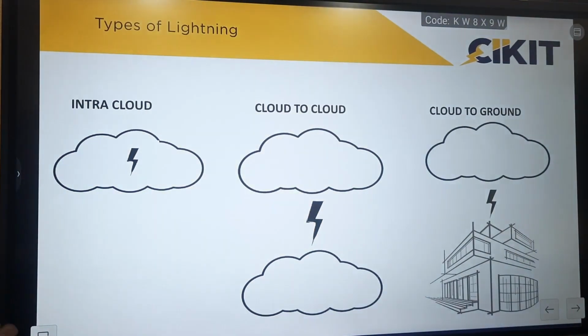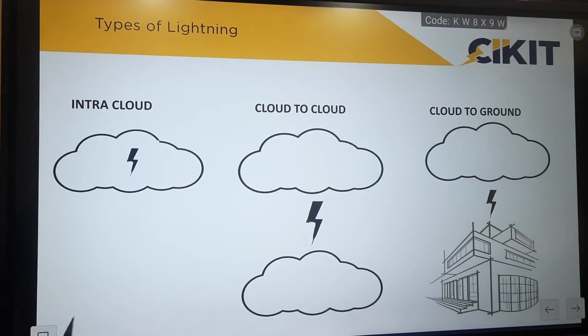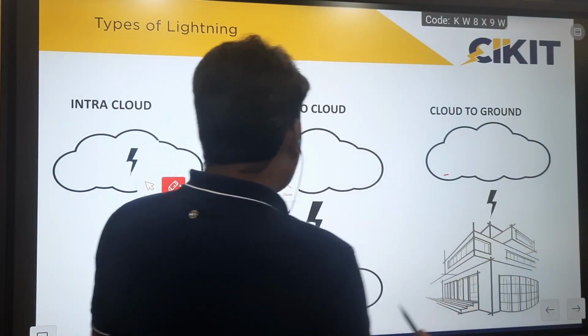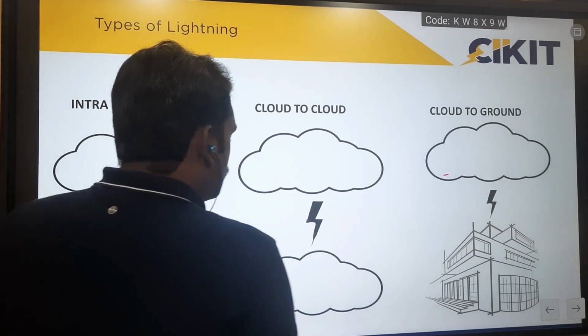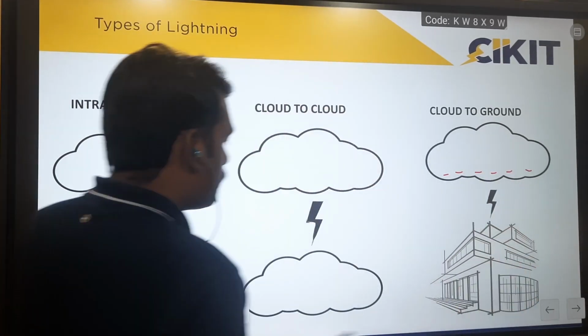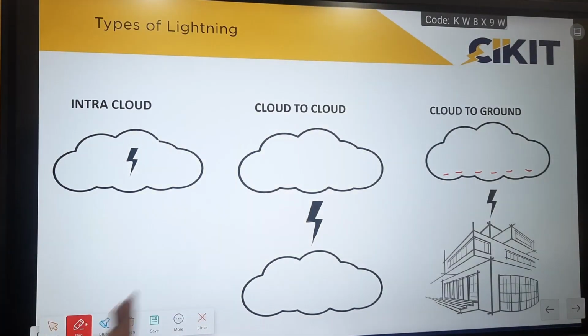Generally people think that lightning is nothing but a discharge from the charged cloud to the ground, but that is not the case. Discharge from the cloud to the ground is only one type of lightning, called cloud to ground lightning. There are two more types.